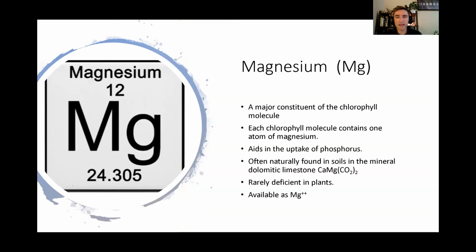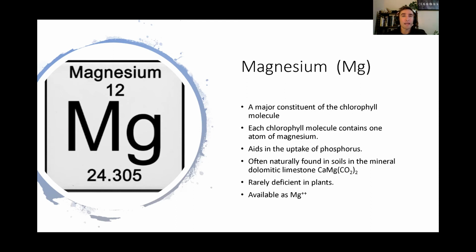Now let's talk about magnesium. Calcium and magnesium typically go hand in hand when it comes to nutrition, and that counts with humans as well. And the ratio of calcium to magnesium is an important thing to consider in human nutrition. But magnesium is a major constituent of the chlorophyll molecule. Each chlorophyll molecule contains one atom of magnesium right in the middle of it, at the heart of the chlorophyll.